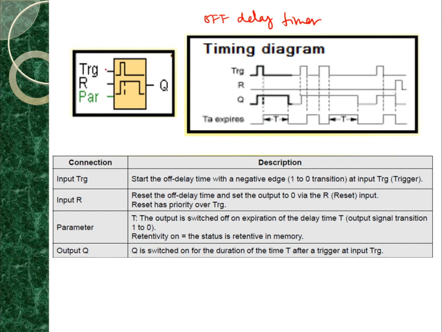It has a trigger input here, and then it has a reset value and a parameter. When the trigger input here is on, the output is already on, but the timer has not yet started. When you turn off the trigger, the timer will be started. It will start counting the time. When the time has completed, and it is equal to the numeric value in the preset value, only then the output of the logic will be turned off. So this is the difference between the off delay timer and the on delay timer.